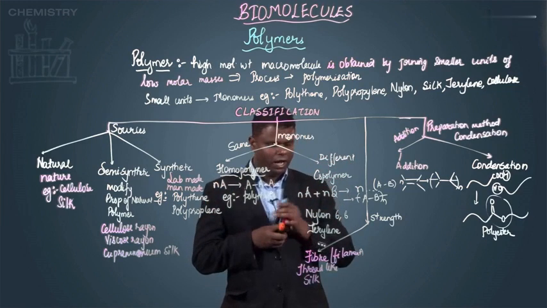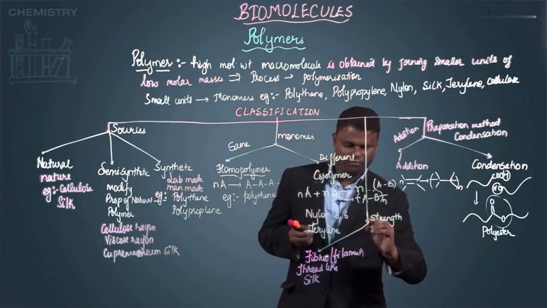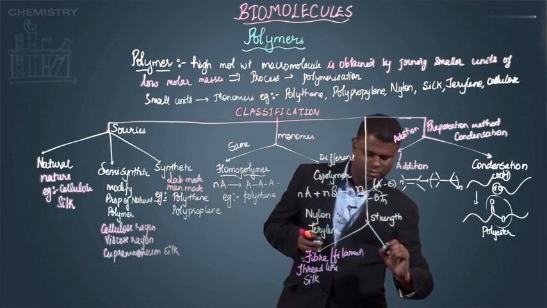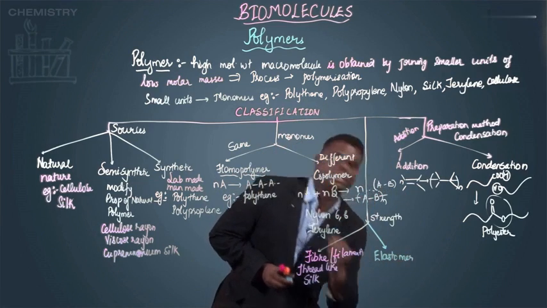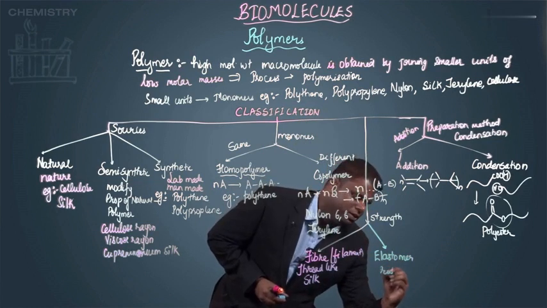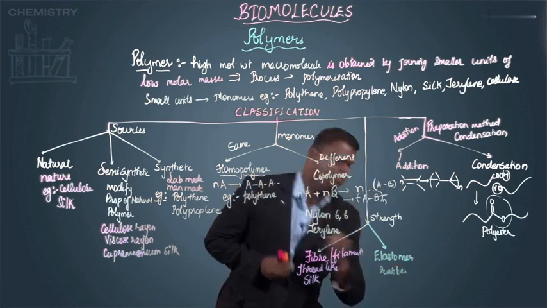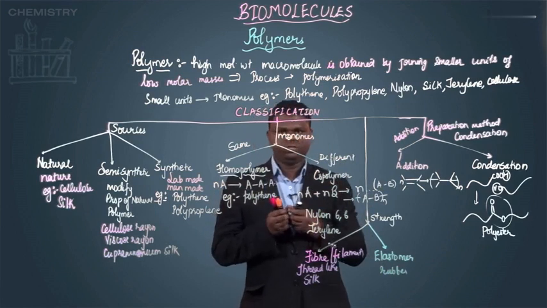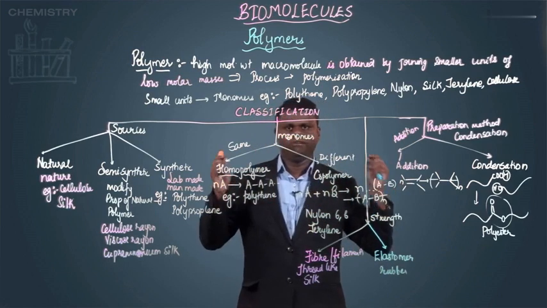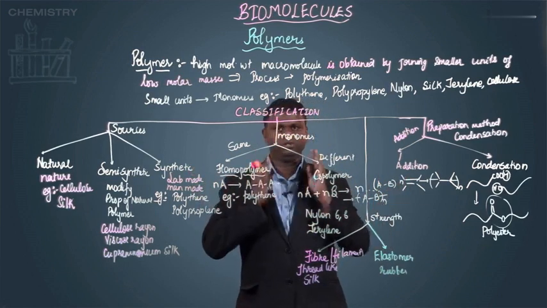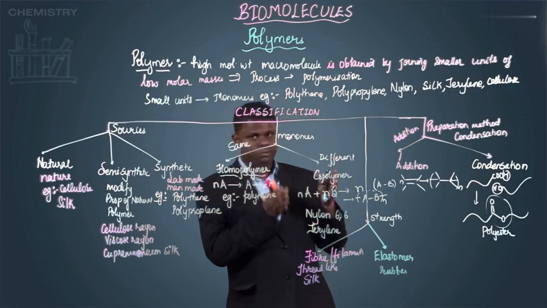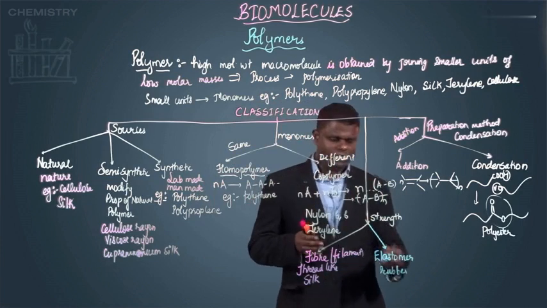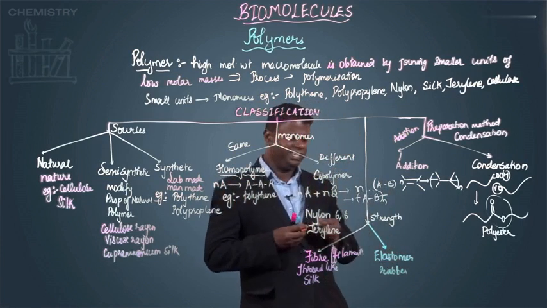Then you have something which is elastic, so you have elastomer. Example, this is rubber. Most of us know what we mean by elastic in nature: when you apply force, it stretches, and when you release the force, it comes back to the original position. This is true only when it is within the elastic limit. So the example is rubber. We'll be studying this in detail as well.